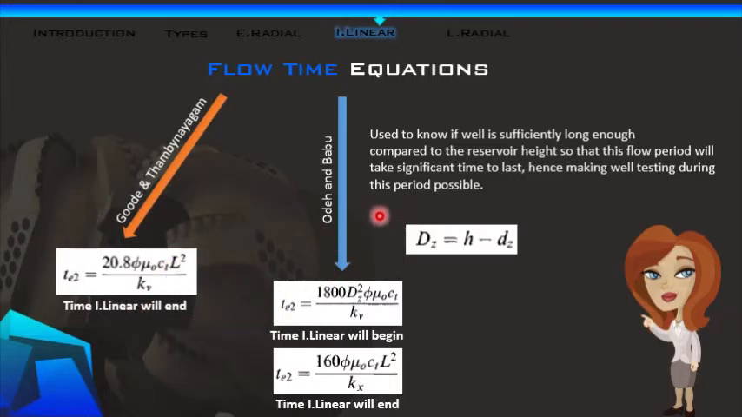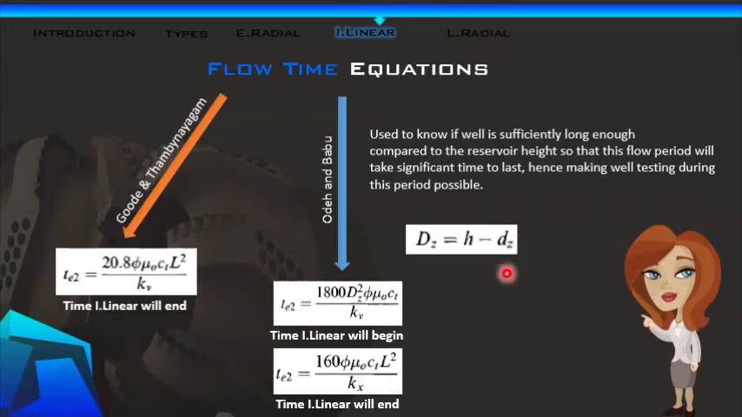First, we have the Goode and Thambynayagam proposed solution, which gives this equation right here, showing when this flow regime will end. Second, we have this equation proposed by Odeh and Babu, which shows when it will begin, and the equation below shows when it will end. If you notice, somewhere we have d here. This d is equal to h minus dz, the height of the reservoir minus the length from the top of the reservoir to the center of the wellbore.